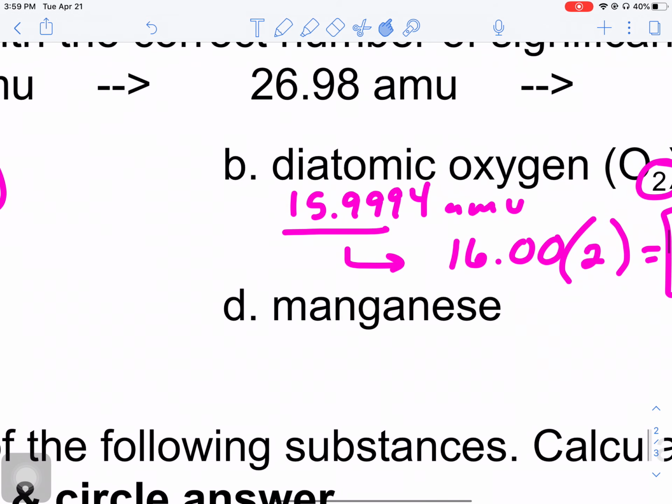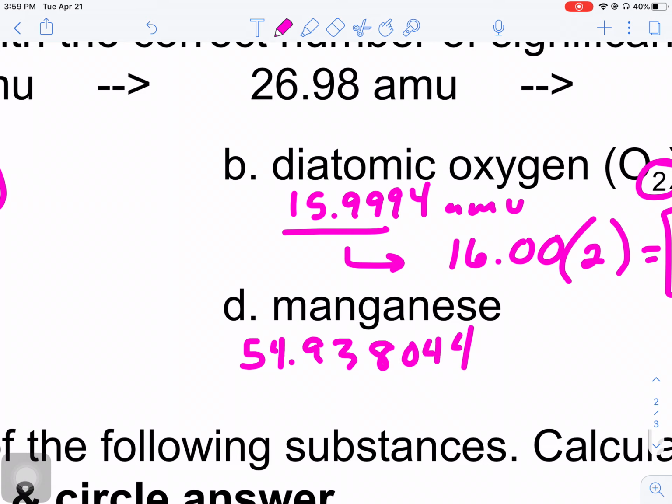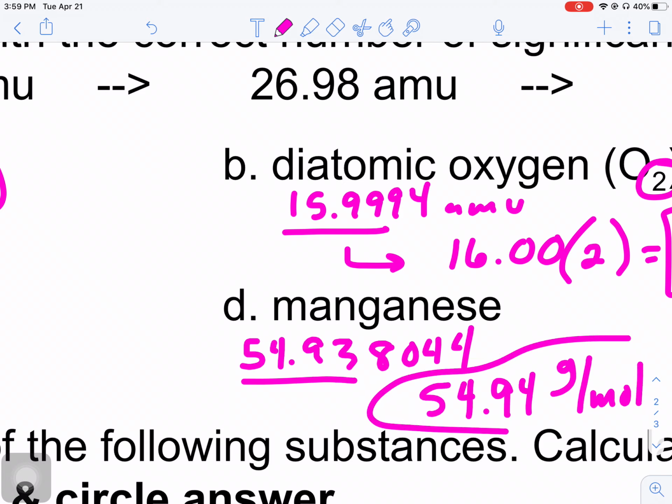All right, last one is going to be manganese, and manganese is not to be confused with magnesium. Manganese has an atomic weight of 54.938044. And remember, you guys are going to 2 decimal places, so we're going to call it 54.94 grams per mole.